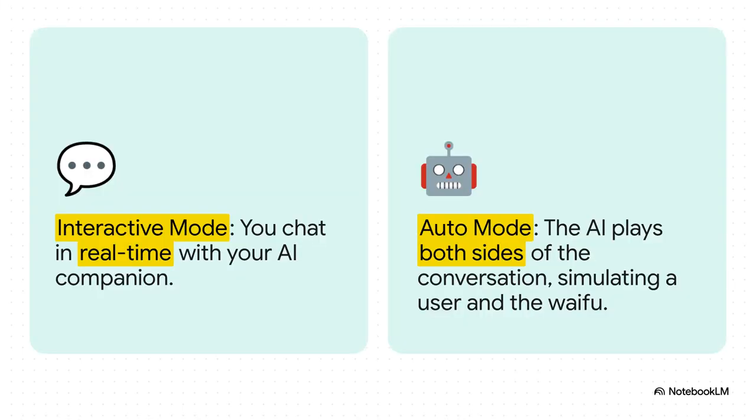Now, you can interact with your new AI friend in a couple of ways. The first one, interactive mode, is pretty much what you'd expect. You type a message, the AI character responds. Simple. But then there's auto mode, and this is where things get a little wild. In this mode, the AI plays both roles. It generates a user's message and then generates the character's response to that message. It's basically having a conversation with itself.